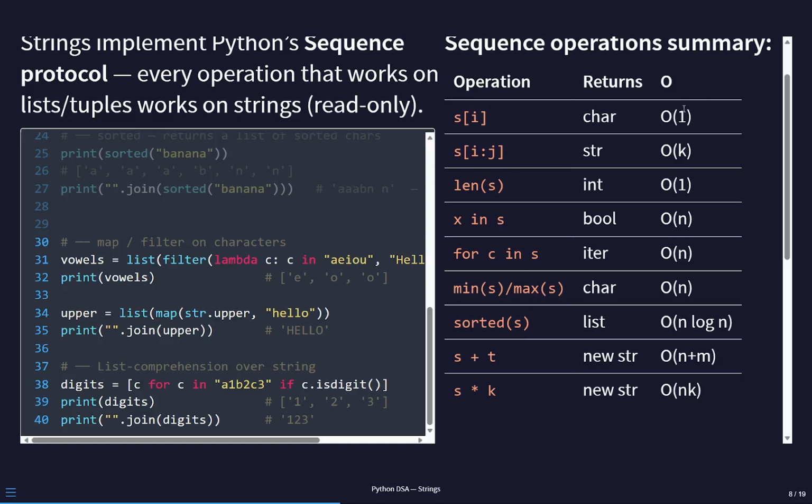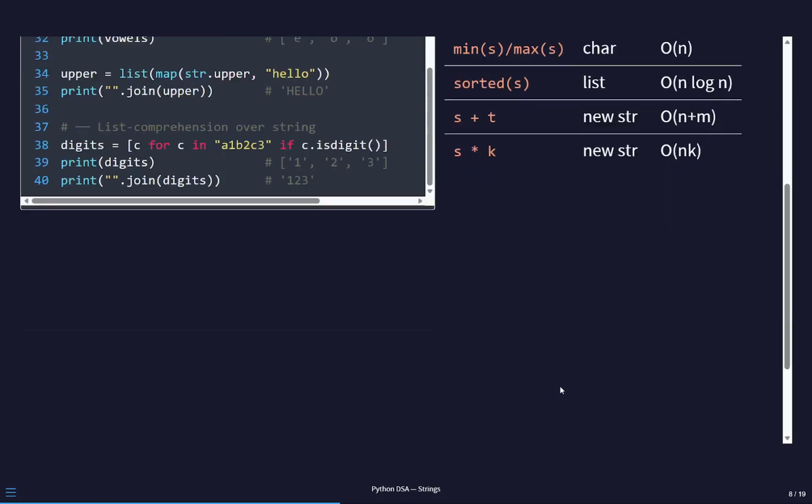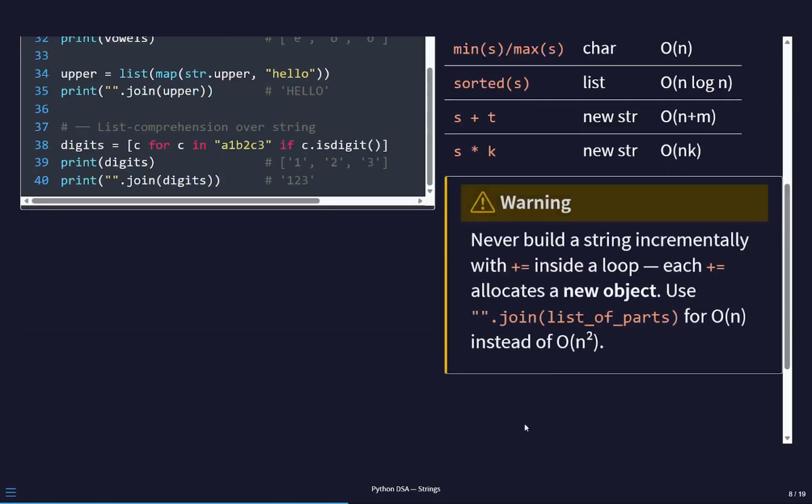O(1) for index and length, O(k) for slices of length k, O(n) for membership, iteration, min, max, O(n log n) for sorted. String concatenation with plus is O(n plus m). It must allocate a new string of the combined size. The warning and code example here are essential.